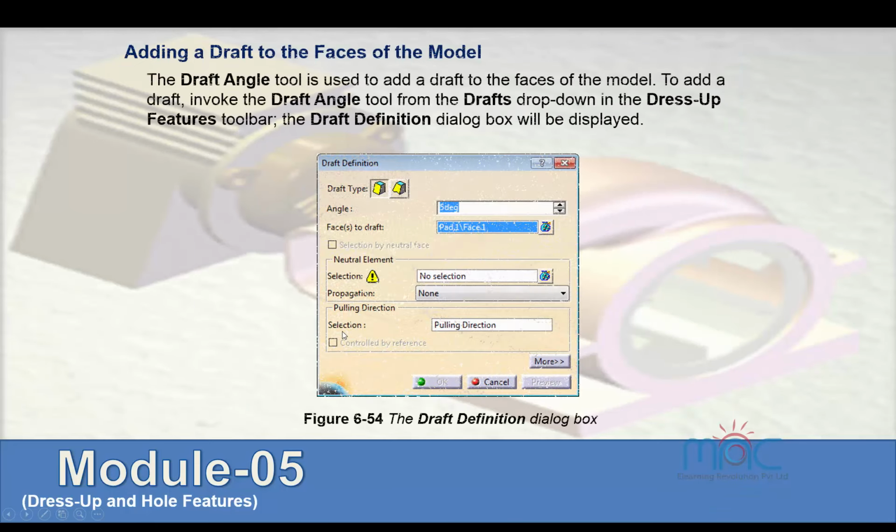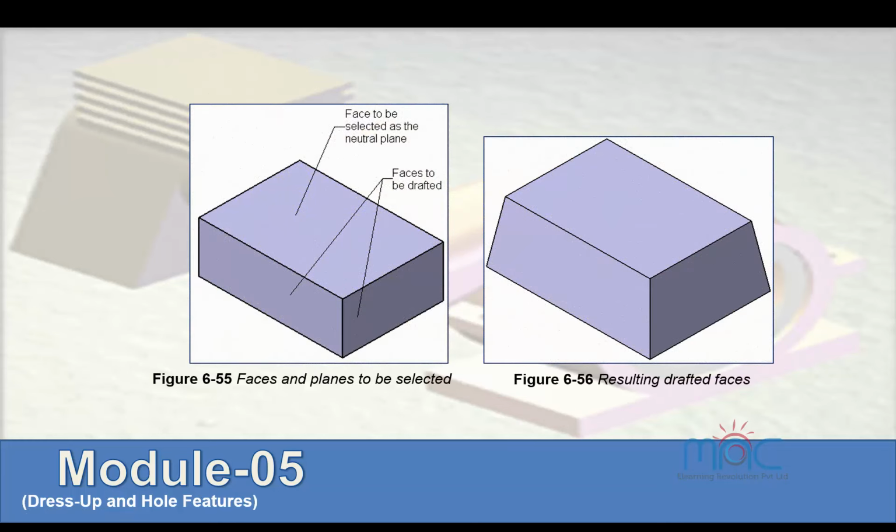Next we'll be looking at the draft, and draft is one of the important engineering applications, or you can say dress up features, which you apply for facilitating manufacturing operations, for example withdrawal or ejection, etc. So by looking at this example, for defining your draft, you need which face you need to draft, and the face which you select for referring the draft angle, or you can say the neutral plane. So let us look at this example 6-55.